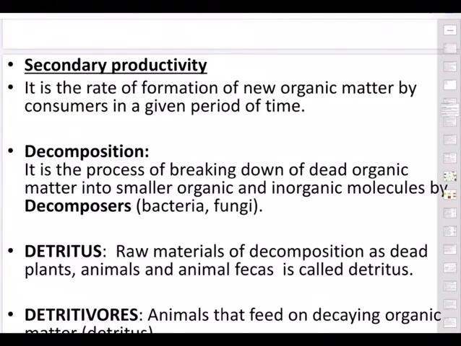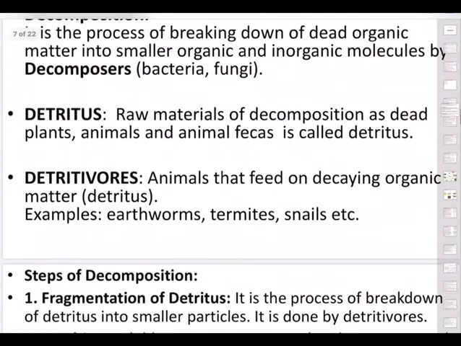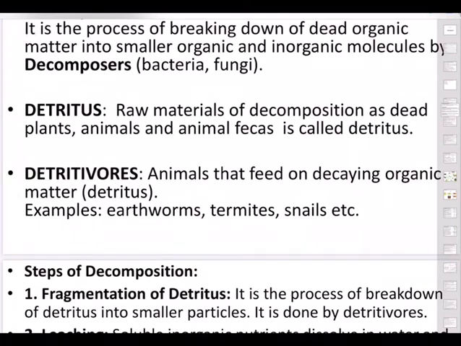This is secondary productivity. Next we come to the second factor of function, that is decomposition. What is decomposition? It is the process of breaking down dead organic matter into smaller organic or inorganic molecules by bacteria and fungi. That's why we call bacteria and fungi decomposers. And detritus, what is detritus? Here the dead animals, dead plants, animal fecal matter, everything will be decomposed, and that we call detritus. And the animals, that is earthworms, termites, snails, which are doing this function, are called detritivores, animals that feed on decaying organic matter, that is detritus.